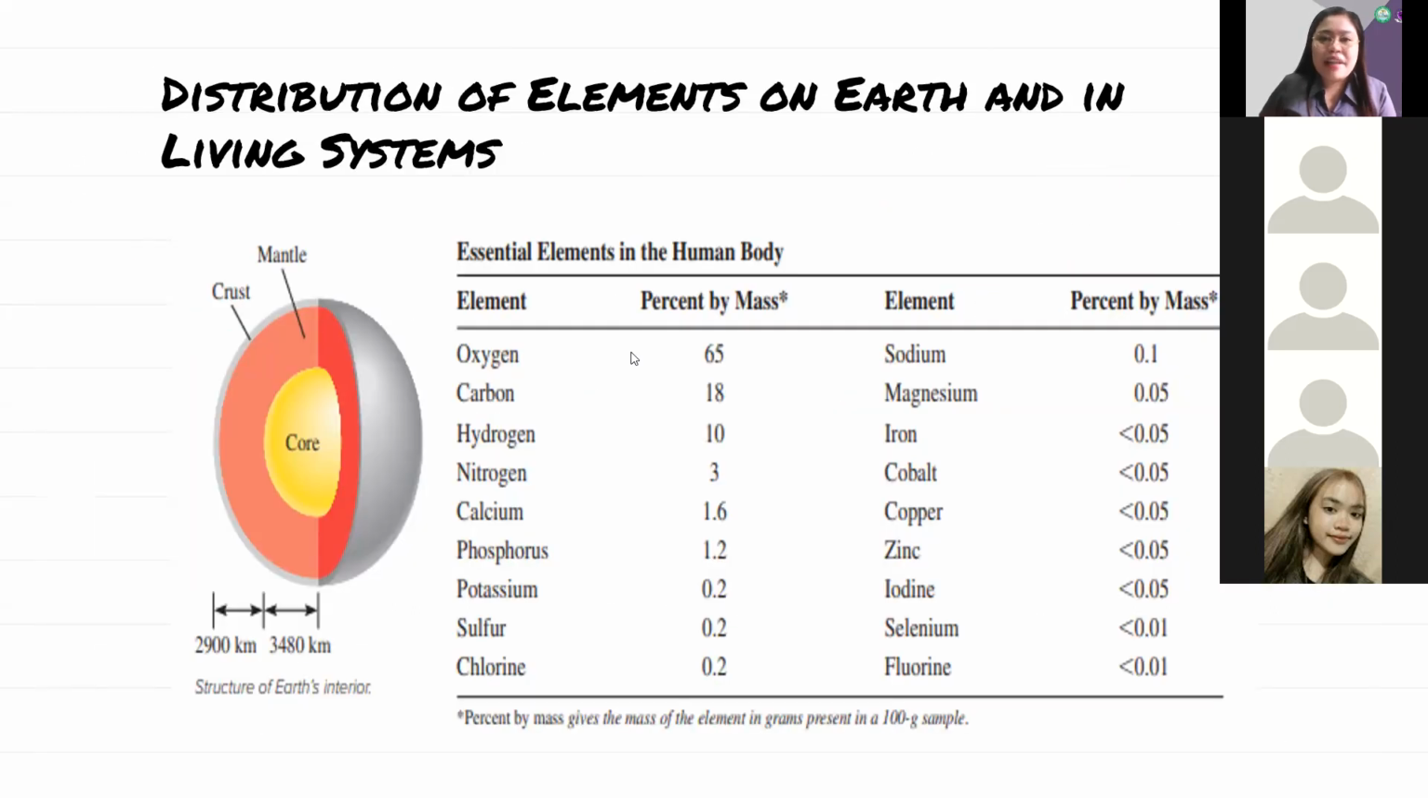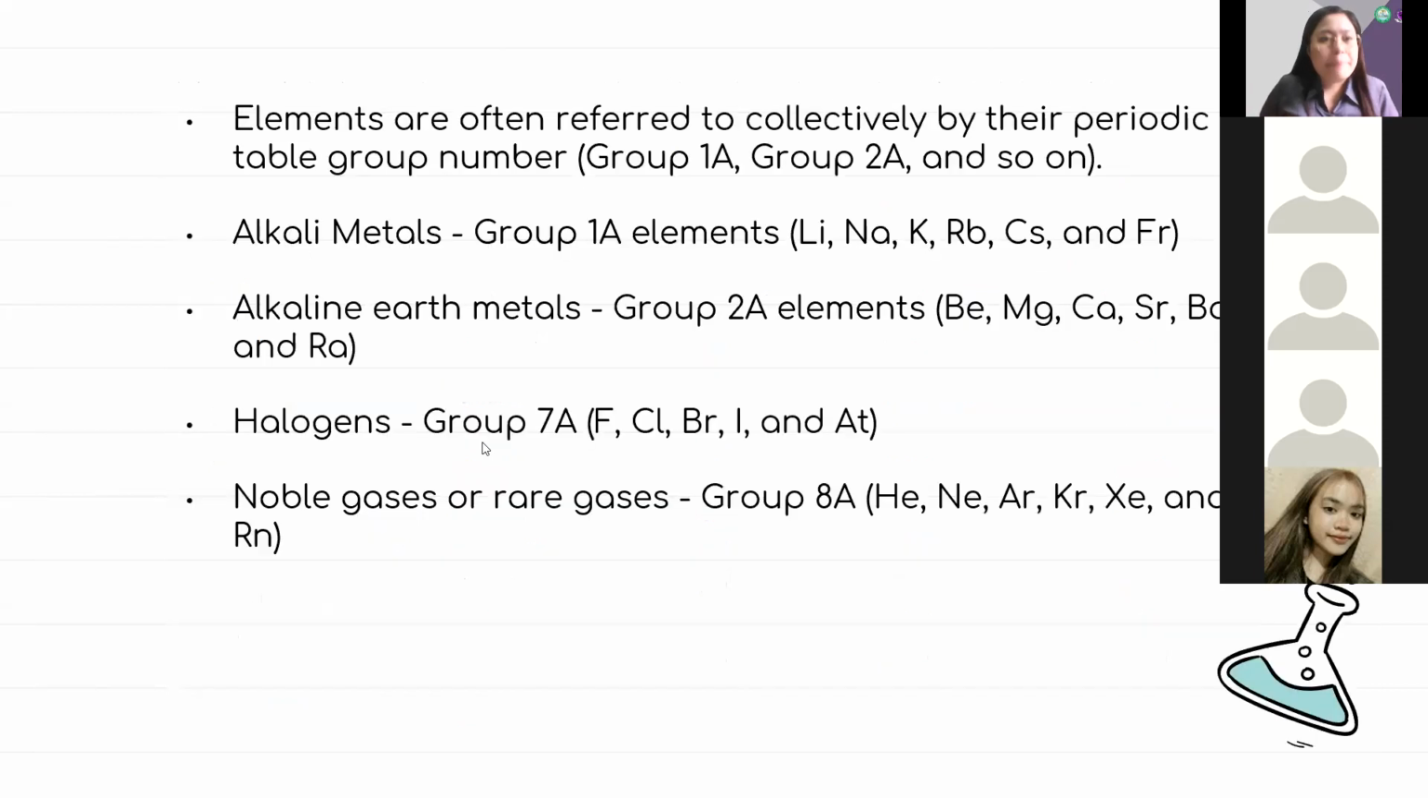Ayan. But in our body, ang pinakamarami, oxygen. Because our body, our organs, even our cells need oxygen for respiration and for all their other functions. Oxygen yan siya sa human body.